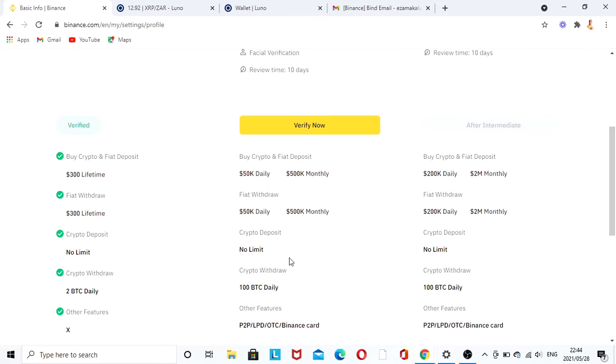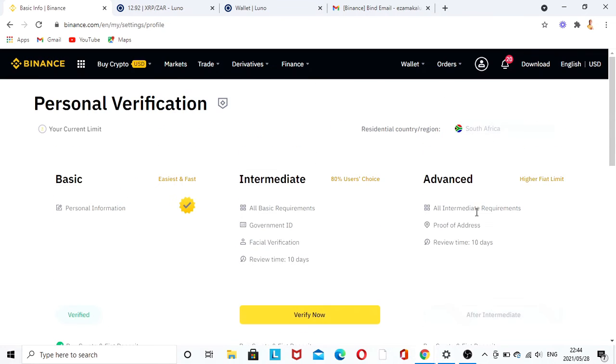So there is no limit on crypto deposit. You can deposit any amount you want. And for crypto withdrawals, you can withdraw about 100 BTC daily. And then you can actually start using P2P and OTC. You can even have a Binance card, right? And then you get on to the advanced one, right?